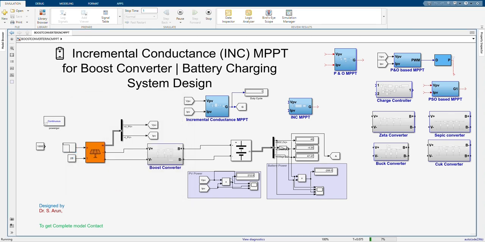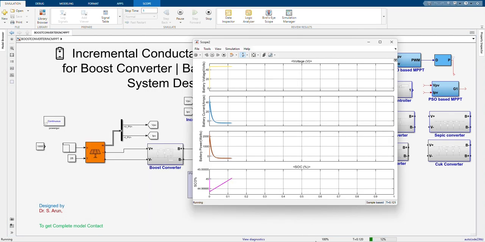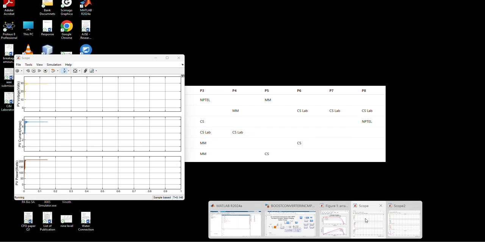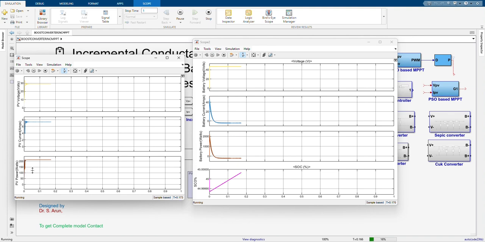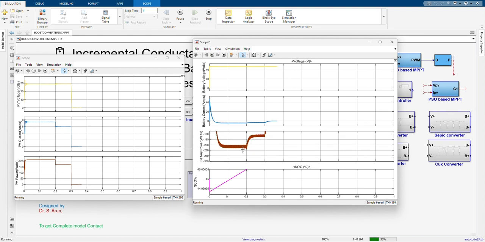You can see the PV curve as well as the battery charging responses. At the time of 0.2, our irradiance level changes to 800. Therefore, the maximum power extracted from the PV panel is reduced to 175 watts. You can see that our MPPT works accordingly to the program. The battery power is also reduced due to the reduced maximum power extracted from the PV panel. You can see it reduced from 200 watts to nearly 175 watts.